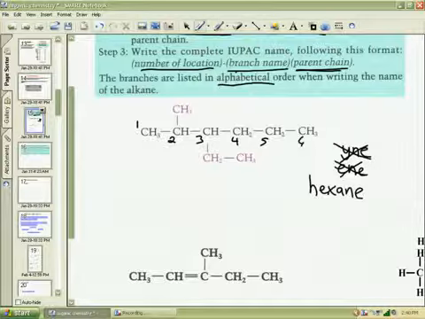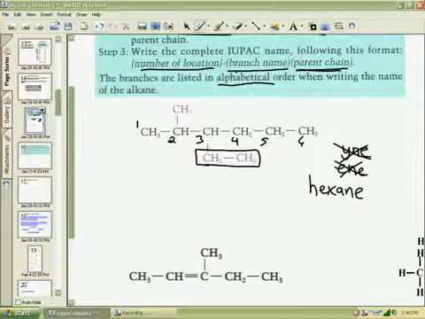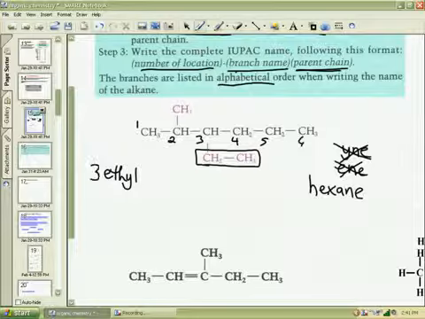I have a 2 carbon chain attached. A 2 carbon chain is an ethane if it was just 2 carbons, so that is an ethyl group, because ethane was ethyl as a functional group. The ethyl group is on carbon 3. We have a methyl group, 1 carbon chain, so it's a methane, which becomes methyl, and we have a methyl group on carbon 2.